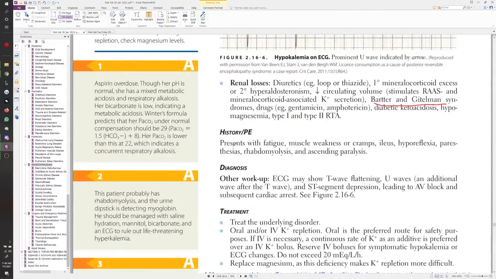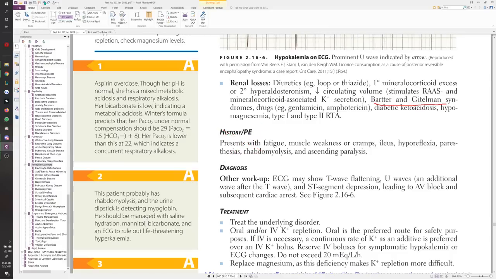abnormalities. Patients present with fatigue, muscle weakness or cramps, ileus, hyporeflexia, paresthesias, rhabdomyolysis, and ascending paralysis. Once again, just like in hyperkalemia, hypokalemia also presents with really vague, useless symptoms that don't help. Okay, but hopefully the question will just tell you labs, and you'll see that the potassium is low.